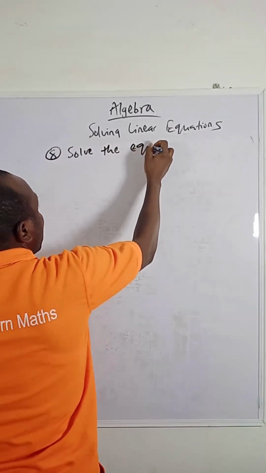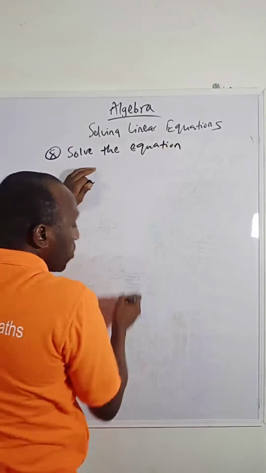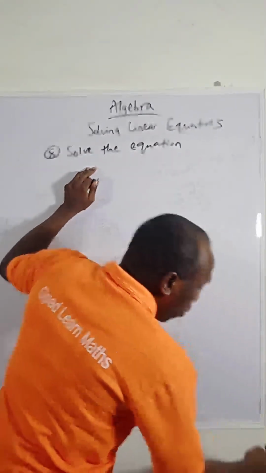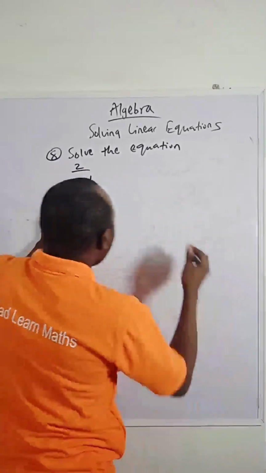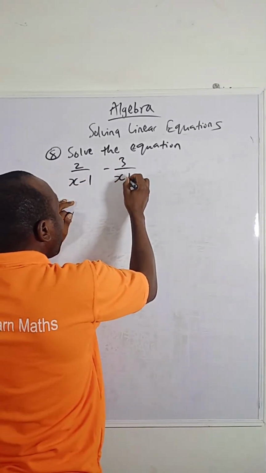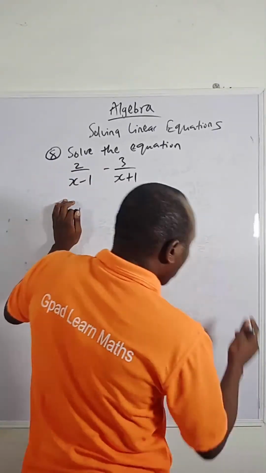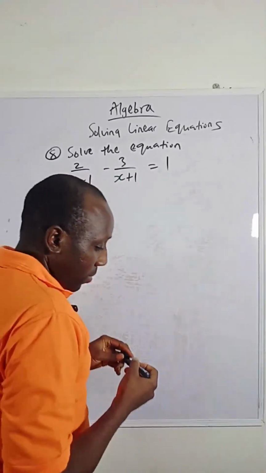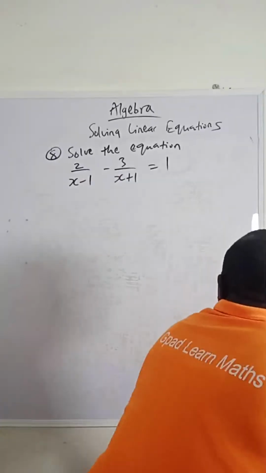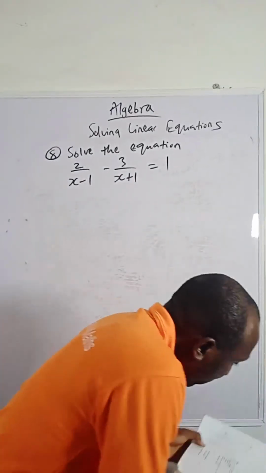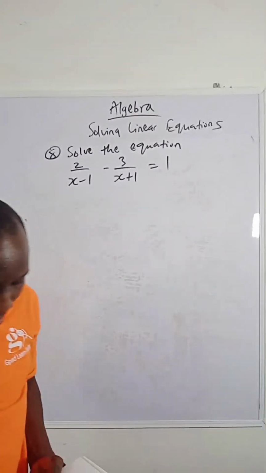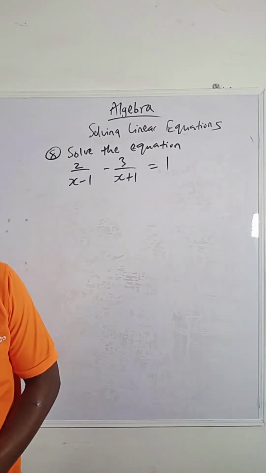Solve the equation. And what is the equation? There we go. 2 over x minus 1 minus 3 over x plus 1 is equal to 1. You have to be careful with this question. It's tricky. Why not give this a try? Everybody, give that a try if you can.